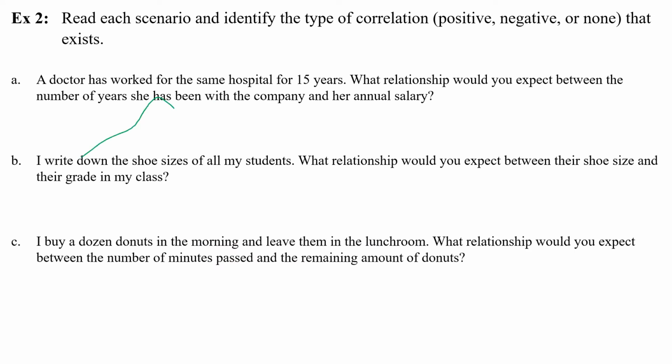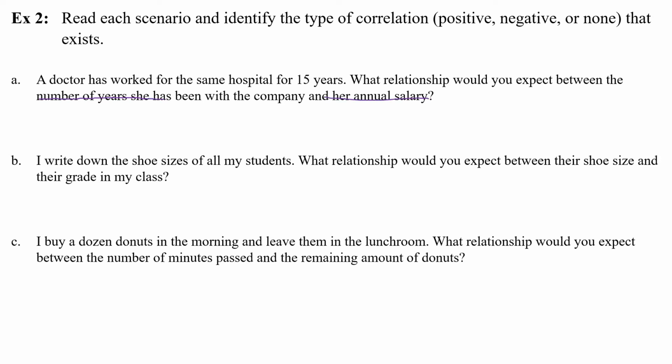Example 2. Read each scenario and identify the type of correlation, whether it's positive, negative, or if there's none that exists. So A, a doctor has worked for the same hospital for 15 years. What relationship would you expect between the number of years she has been with the company and her annual salary? So first thing you want to identify is the two variables we're looking at.